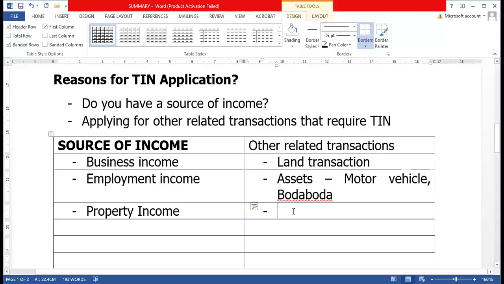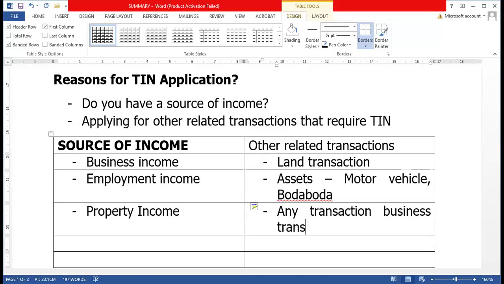It could be about government compensation. Any business transaction with government, you will need a TIN. You will need a TIN to transact with the government. They cannot allow you without a TIN. It could be about government compensation. The government wants to compensate you.